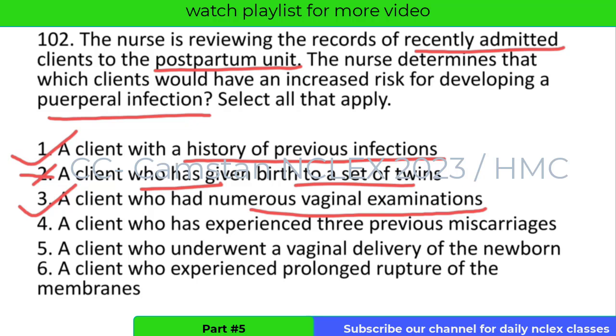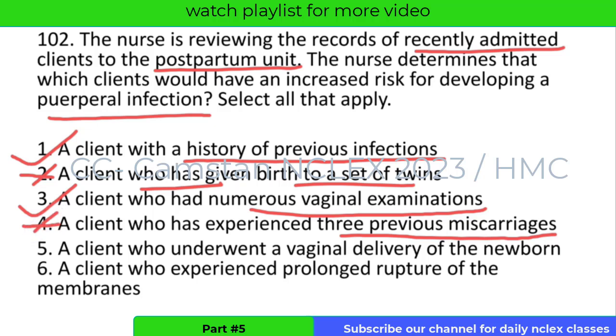And the fourth option is a client who has experienced 3 previous miscarriages. The history of miscarriages is not considered a risk factor for puerperal infection. So this option is incorrect.